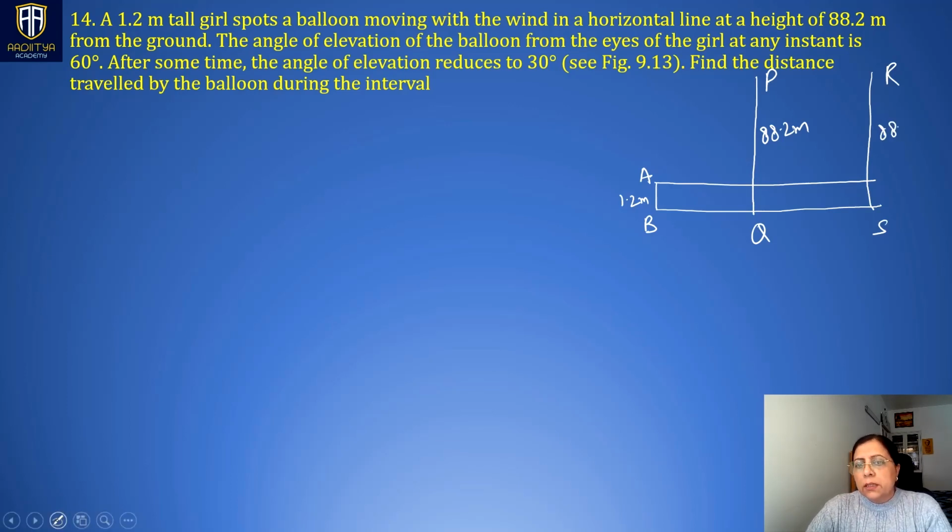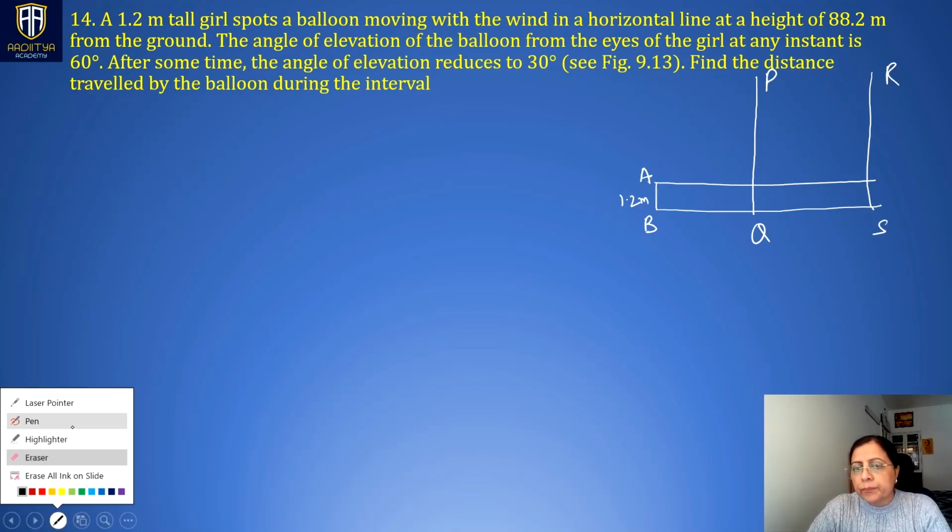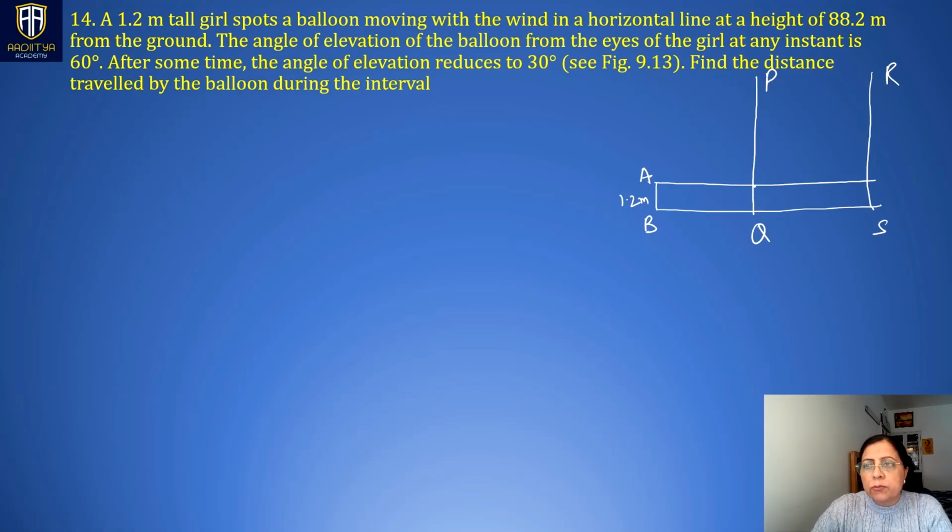Okay, now this is 88.2, but we have to see that since the girl herself is 1.2 meter tall, what we have to do, we have to reduce 1.2. So 88.2 minus 1.2 is 87 meters. We have cut down this 1.2, the remaining height becomes 87 meters here.